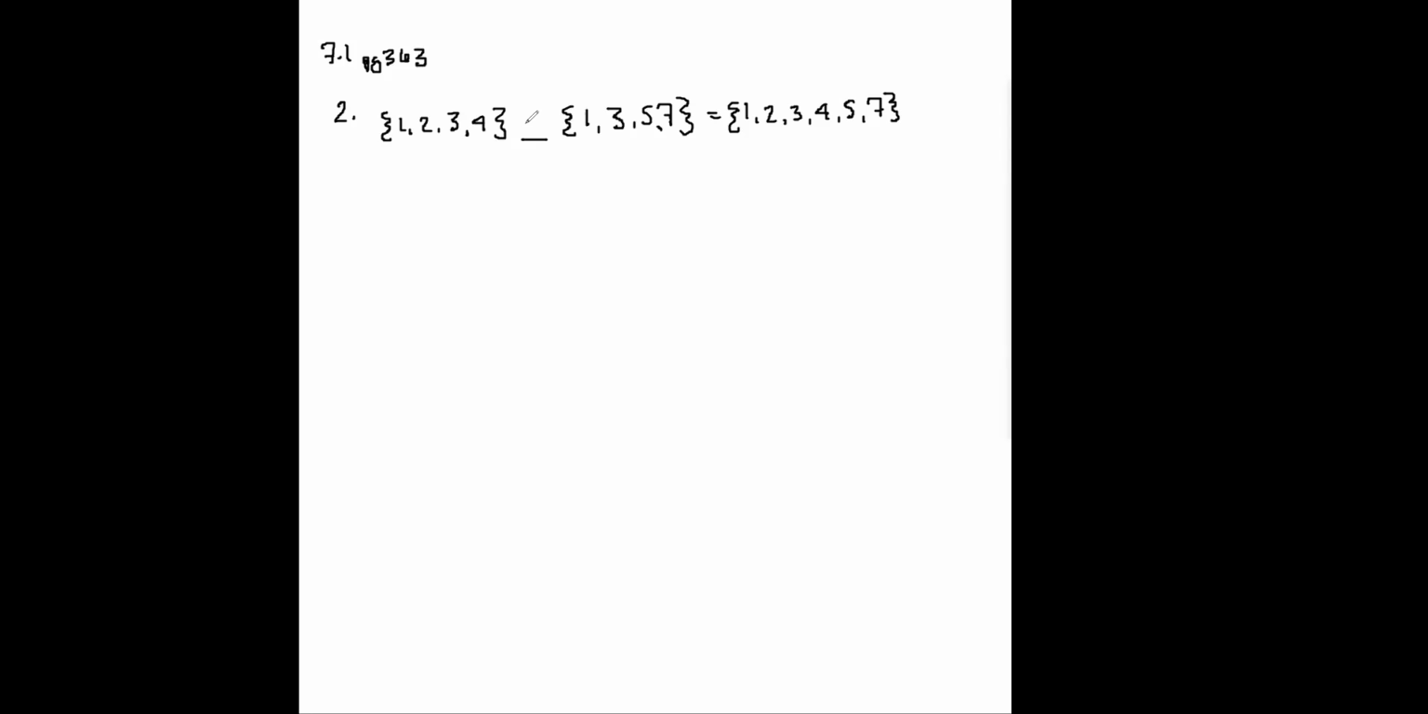Yes, this is going to be a union. The reason being is that it includes all of the different components of these sets: 1, 2, 3, 4, 5, and 7. Whereas if it was an intersection, what would the intersection of these two be? What numbers would it contain? Definitely contain a 3. Would also contain a 1.